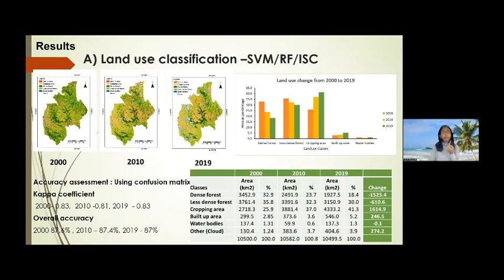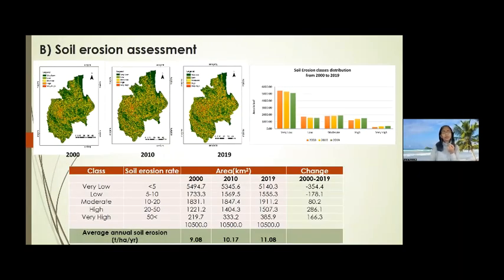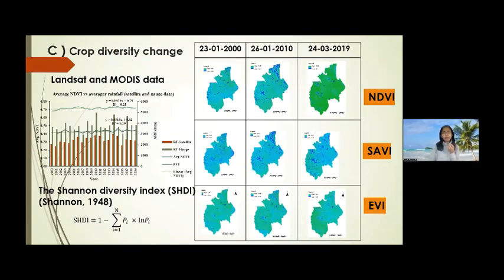The increasing cropping area is a great threat for achieving sustainable development goals. We also observed that soil erosion is increasing from 2000 to 2019. In 2000, it was 9.08 tons per hectare per year, and it reached 11.08 in 2019. The crop diversity change indicates a decreasing trend. Crop diversity change was assessed using various vegetation indexes such as NDVI, SAVI, and EVI.